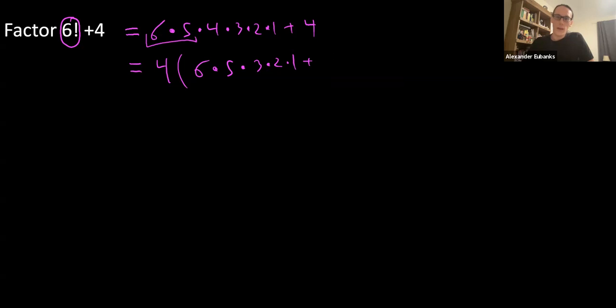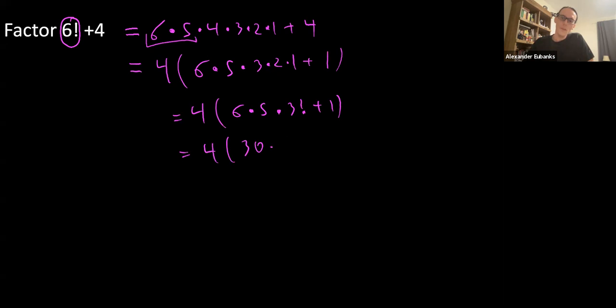And notice this is a bit awkward, right? If you tried to write this with factorial, the best you could do is 6 times 5, and then you'd have 3 factorial right here. Or if you wanted to write it even differently, you could say this was 30 times 3 factorial. But that's the best you can do, right? There's not really much of a cleaner way that you can write this.